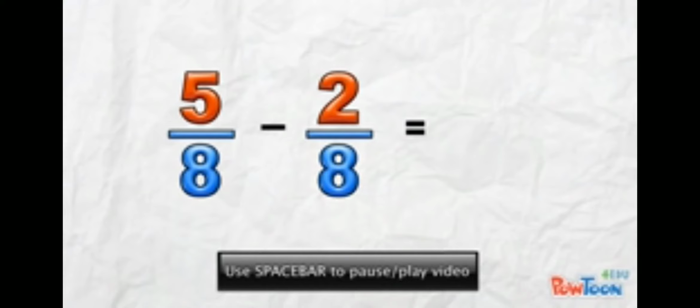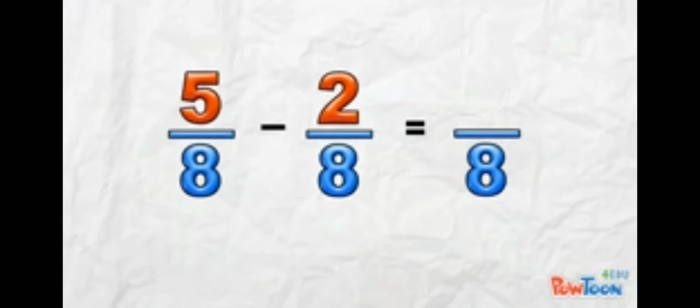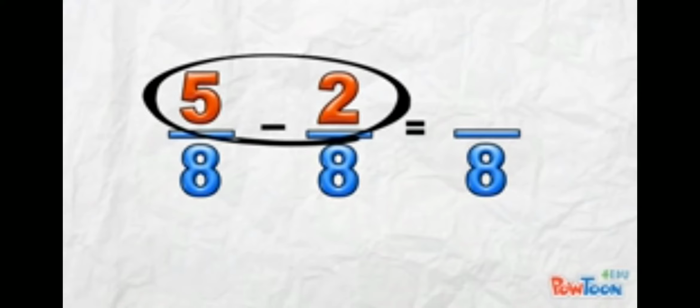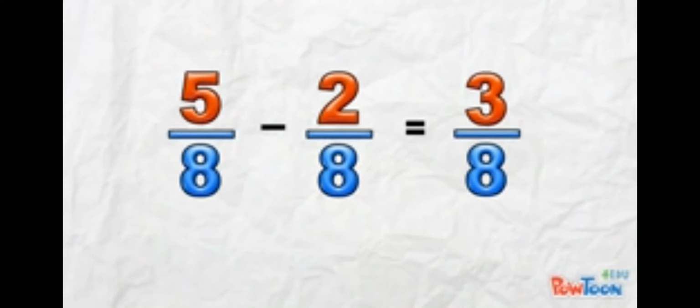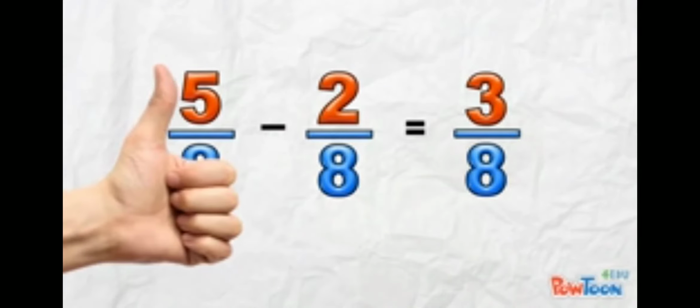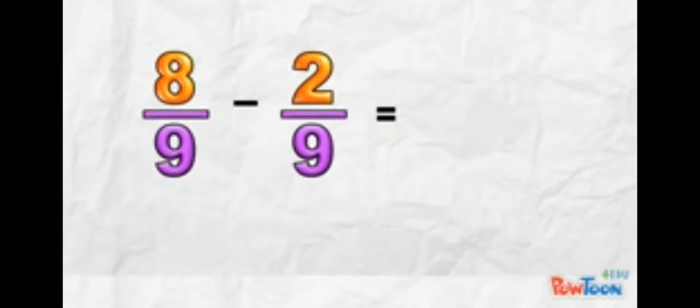The denominator stays. We do our subtraction with the numerators. 5 minus 2 is 3. 3/8. Okay with that? What about this one?